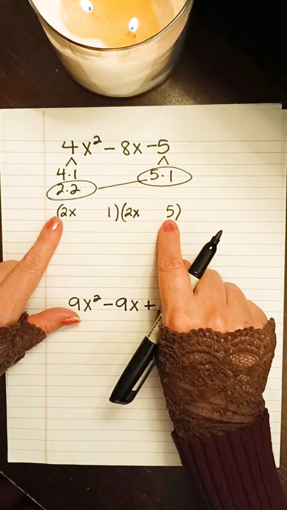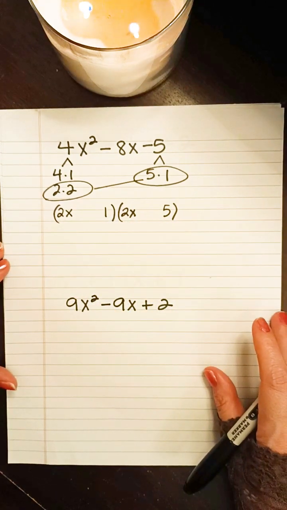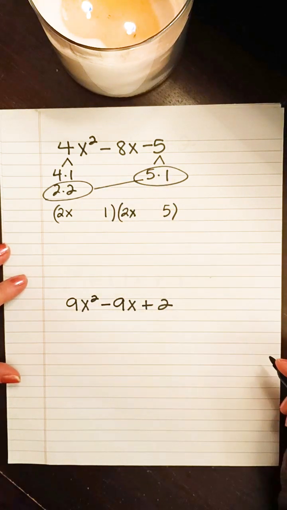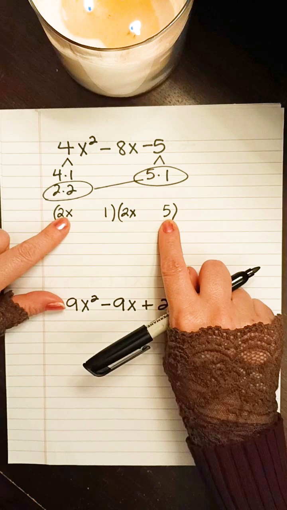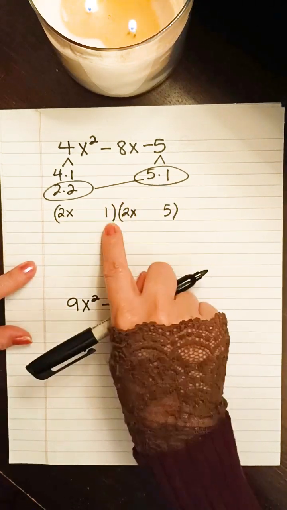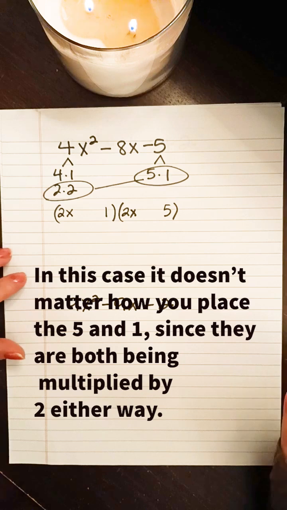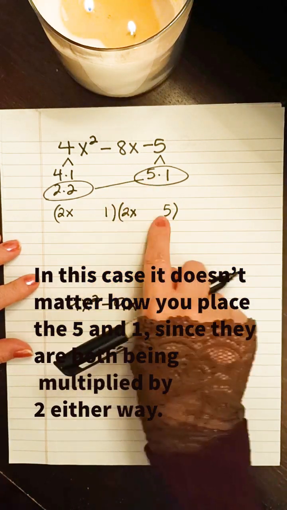And again, the outside terms and the inside terms will multiply together and then add or subtract to get us the middle term. So I placed 5 here to get the 10x. And then, of course, if I place 5 here, then I'm going to have to place 1 here, and that'll get me 2x. So 10x minus 2x gets me that 8x I wanted. And again, these have to go in the last spot.